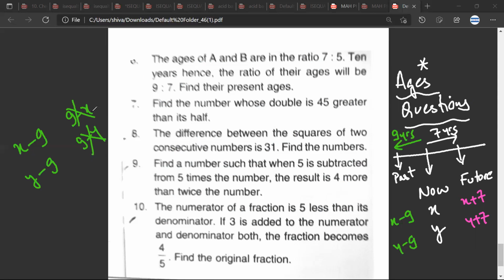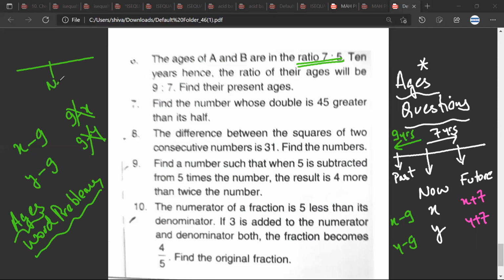So all these ages word problems usually would have either the ratio, or they would have something like this is the age now, and they'll tell you something about the age in the future, or something about the age in the past, and you'll have to solve for the value of x. So Sarthak, any doubt? No, sir. Great, sir.